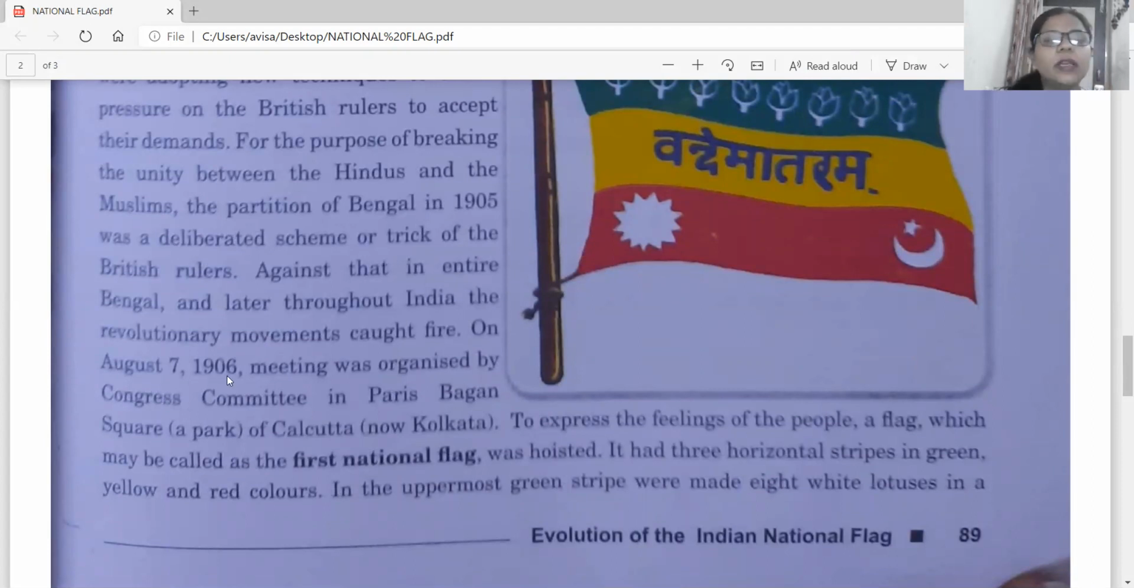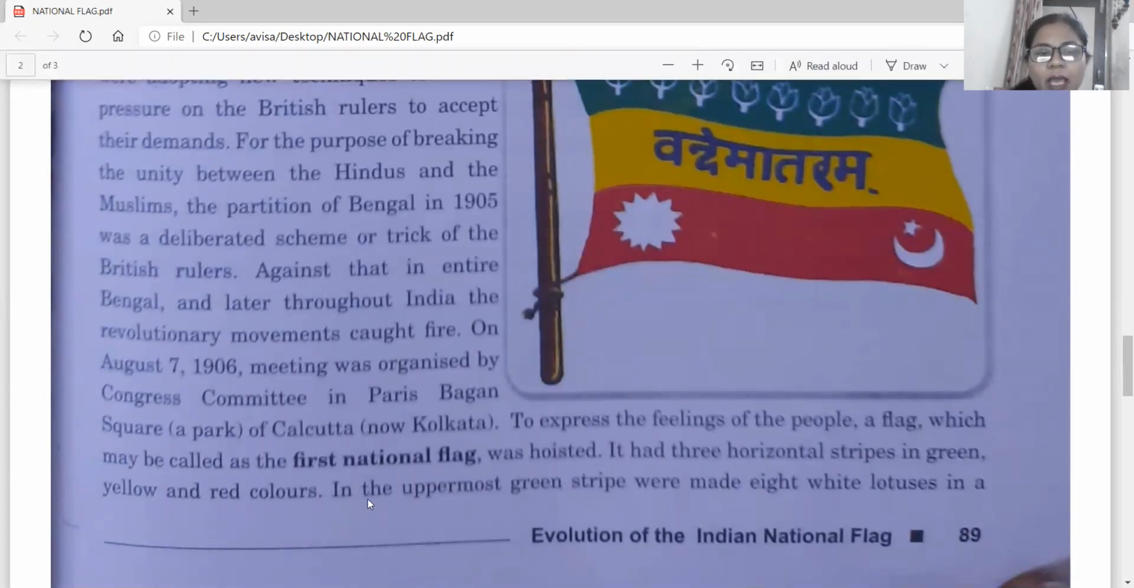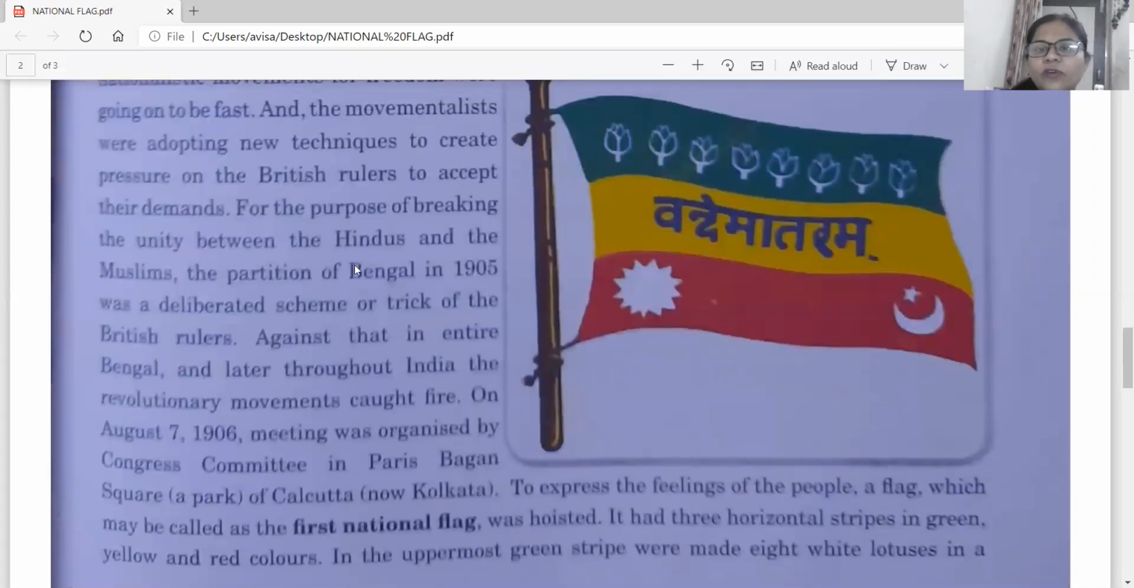On August 7, 1906, a meeting was organized by a Congress committee at Parsi Bagan Square, which is now in Kolkata. It was a park at that time, to express the feelings of the people. A flag which may be called the first national flag was hoisted. So this is the picture of the first national flag.